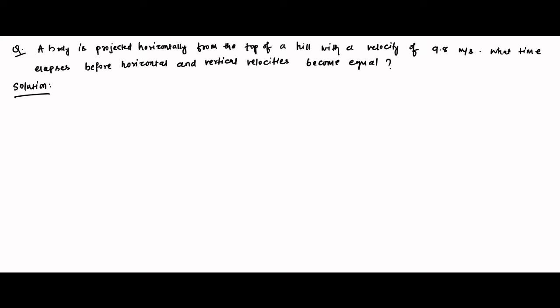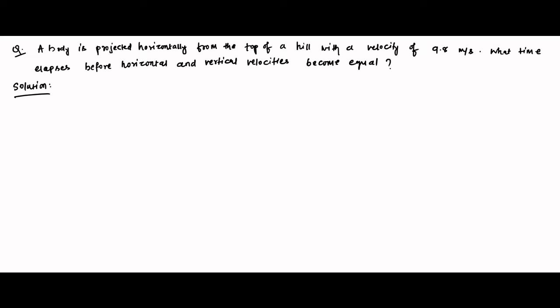So here is another question on projectile motion with horizontal projection. It is given that a body is projected horizontally from the top of a hill with a velocity of 9.8 meter per second. What time elapses before which the horizontal and vertical components of the velocity become equal?